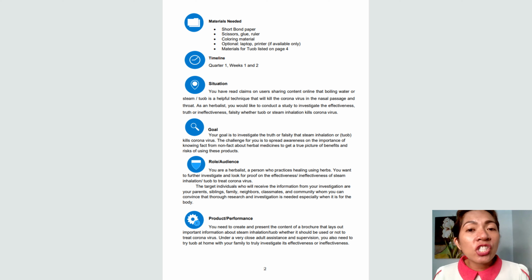So that is the situation that we're giving to our learner, or to our audience. The first audience of our learner, our herbalist, is the family, all the members of the family. So that's the situation. If you are a herbalist, you cannot really convince the people around you, your audience, your clients, if you yourself have not proven and tested and seen it for yourself, observed it for yourself, and done it for yourself, what it takes to become a herbalist and how to do it.